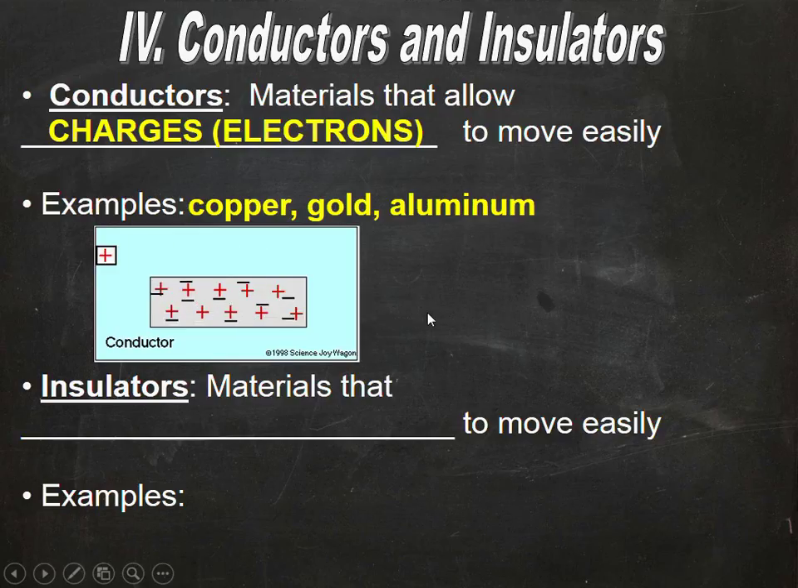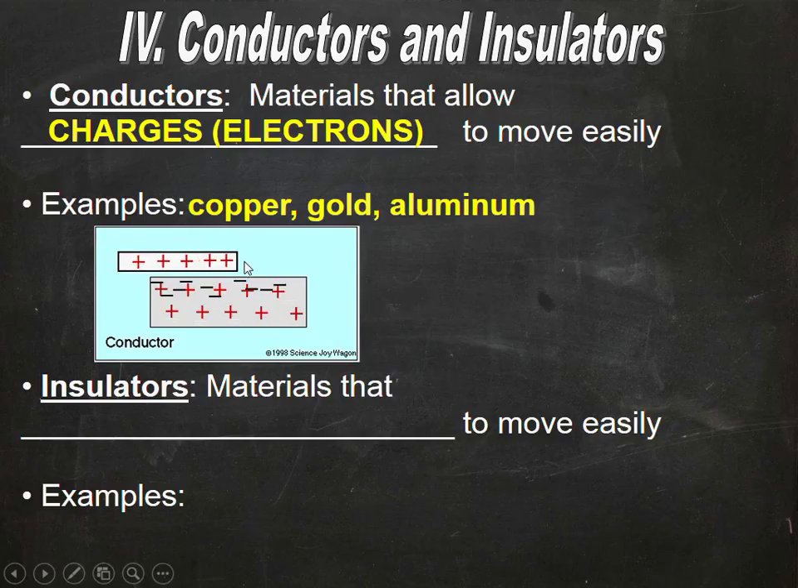Some examples of this would be copper, gold, and aluminum. Metals are traditionally good conductors of electricity, and it really deals with the bonding that goes on, the metallic bonding. If you remember from chemistry, these atoms are bonded because of the freely moving electrons.